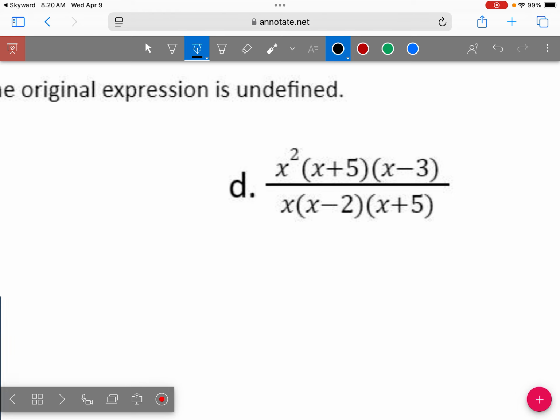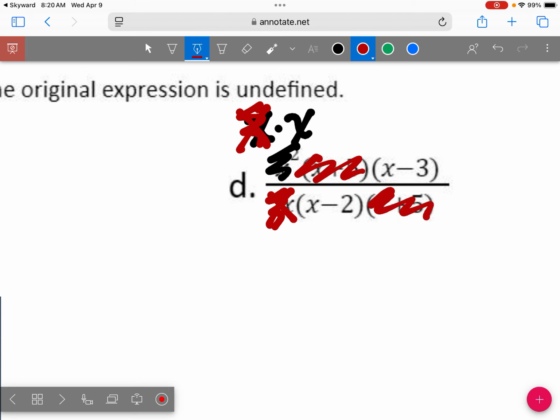D looks like it is pretty much factored, but the main thing I want you to keep in mind is because there's an x squared, that means I have an x times x. So I can cancel out one of my x's, right? That can go away. Is there anything else that's up and down that I can take away? X plus 5, thank you.